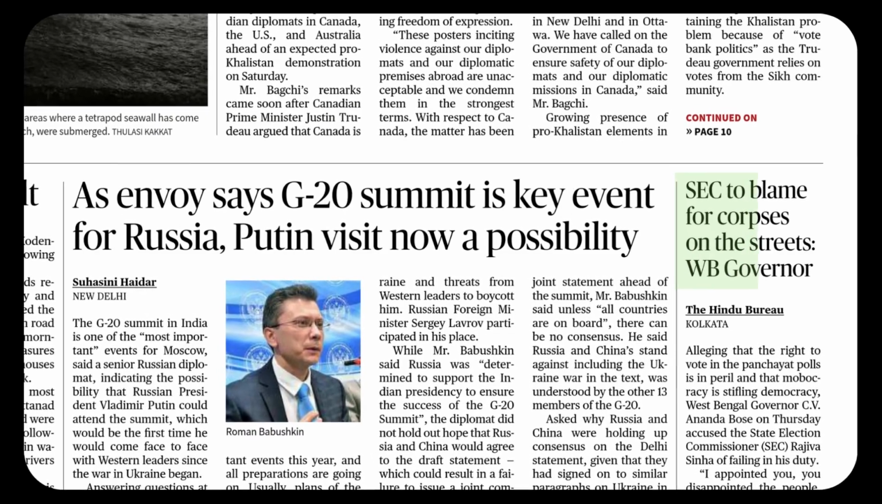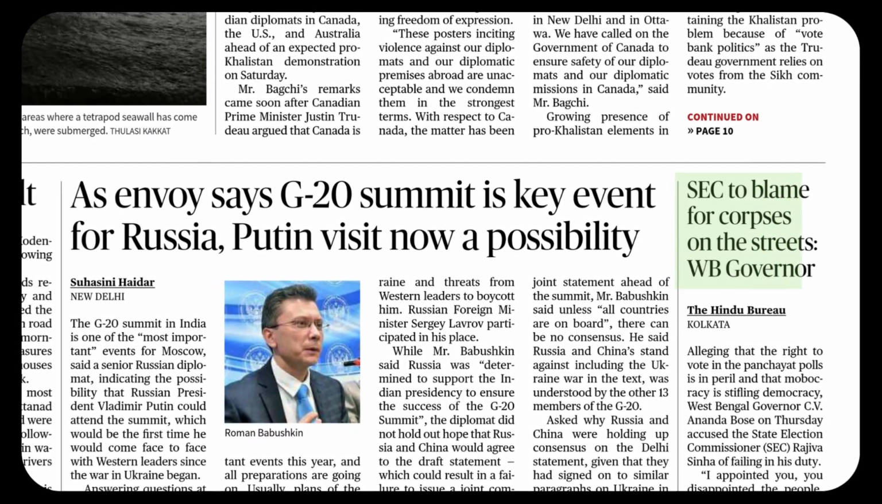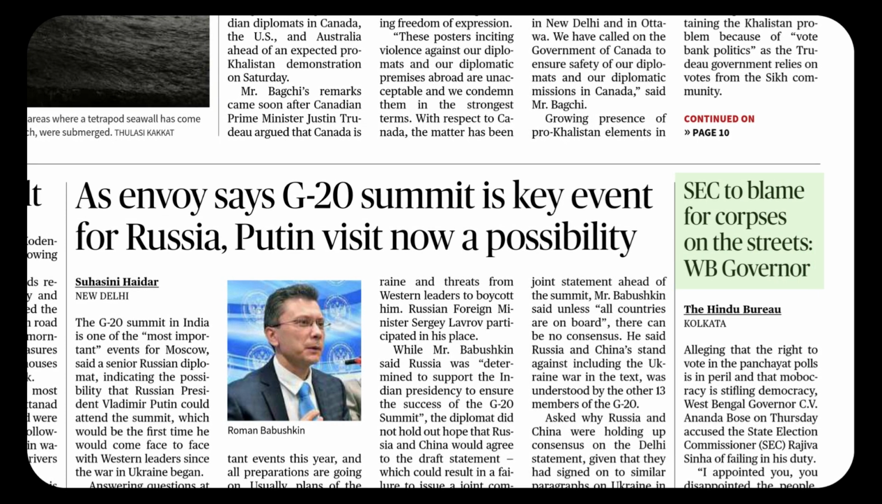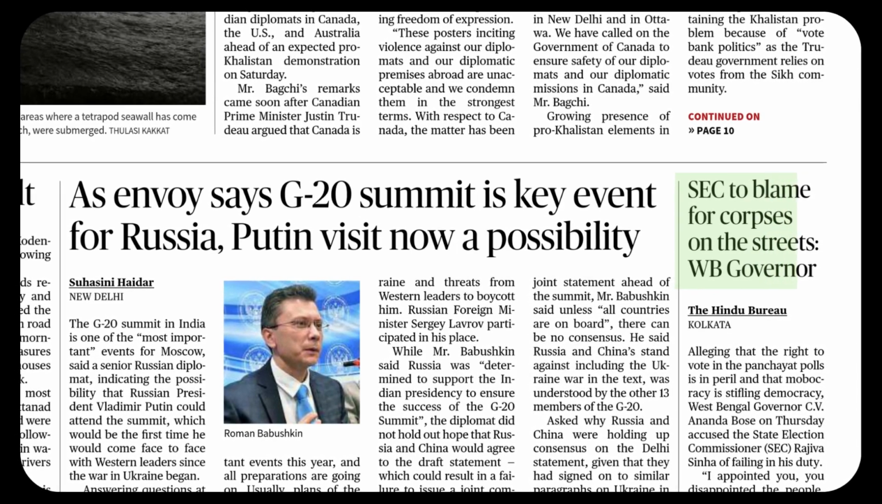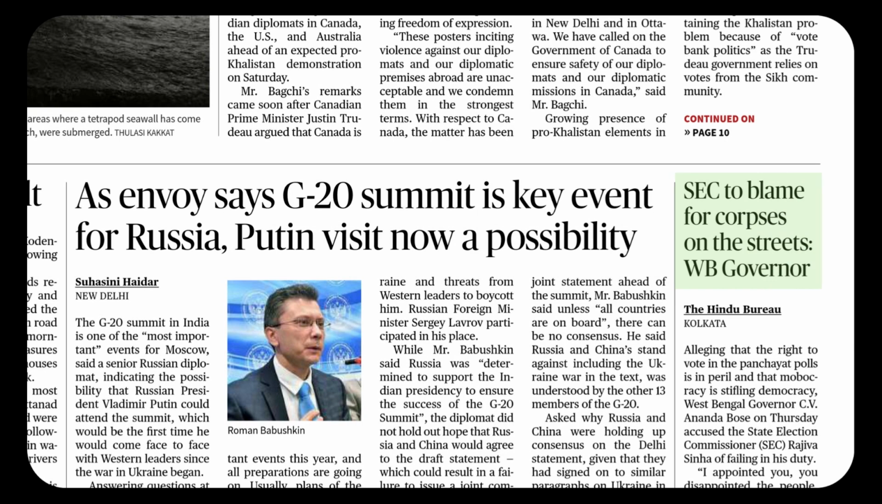SEC to blame for corpses on the streets. The West Bengal Governor is commenting. SEC to blame. State Election Commission is to blame for corpse. That is a very important word. Corpse is a dead body, usually of a person. Corpse on the street. As a verb it has another meaning, to start laughing in a way you cannot control during a performance. He had a tendency to corpse. In that case it's a verb, so it's a different meaning. So it is a contronym. As a noun, it has the meaning of a dead body. SEC is to be blamed for corpses.